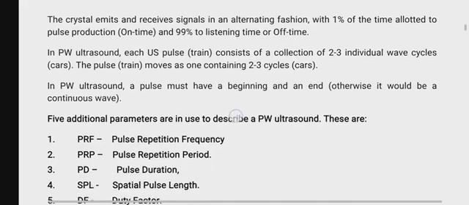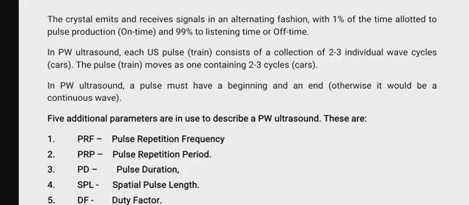In pulse wave ultrasound, each ultrasound pulse consists of a collection of 2 to 3 individual wave cycles. The pulse moves as one containing 2 to 3 cycles. You can imagine this like a locomotive train, where several cars are attached to each other at certain intervals. You call the points where they are joined the on time, and the cars are the off time. So remember that the on time is just 1%, the off time is 99%. So it listens more than it speaks. In pulse wave ultrasound, the pulse must have a beginning and an end, otherwise it will be a continuous wave.